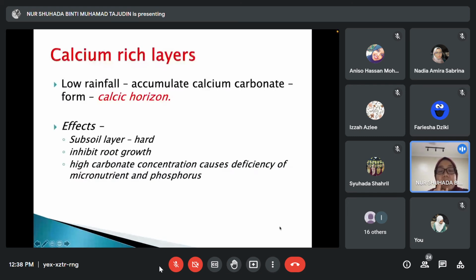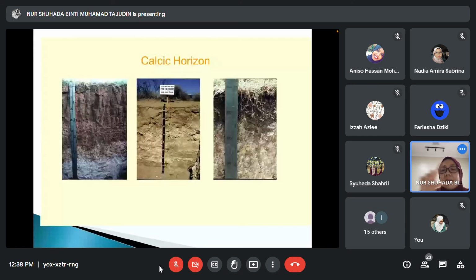Under a low rainfall area, there is an accumulation of calcium carbonate, which forms a calcic horizon. We call it a calcic horizon. Okay, so this is the calcic horizon. Like I said earlier, when there is accumulation of calcium, there is a hard layer. So this hard layer of soil will restrict the growth of the roots.